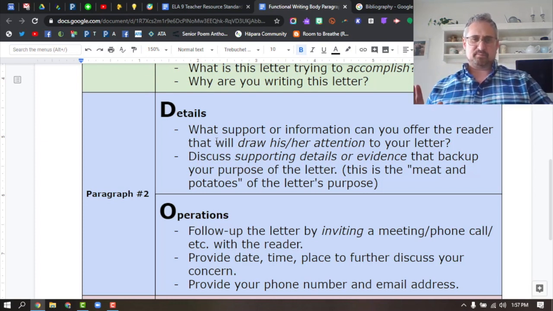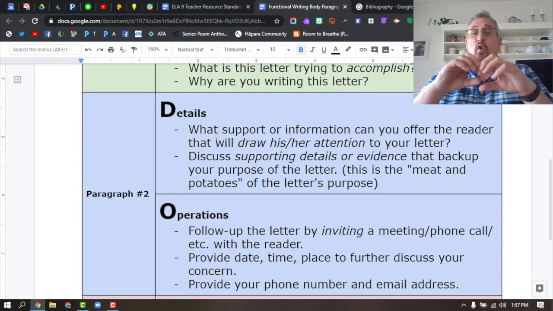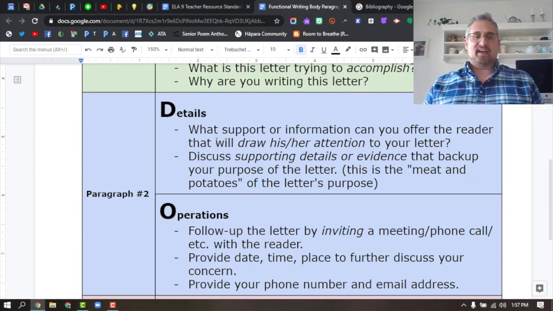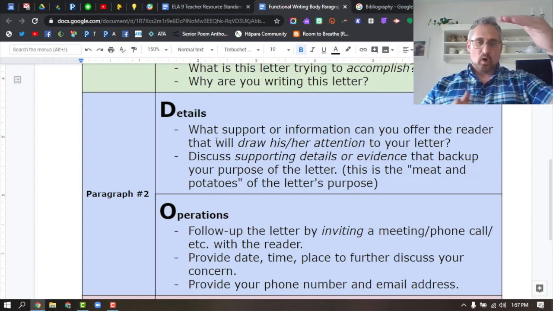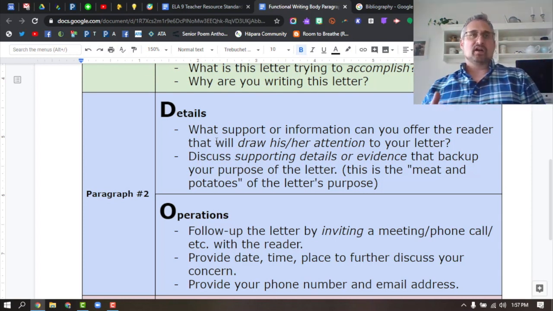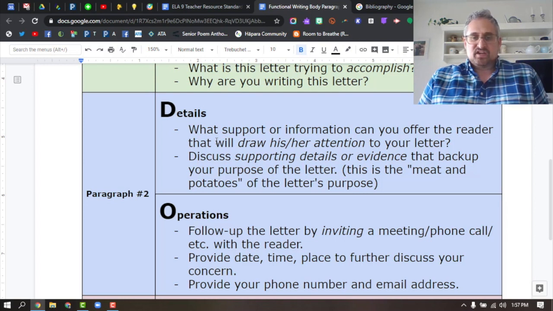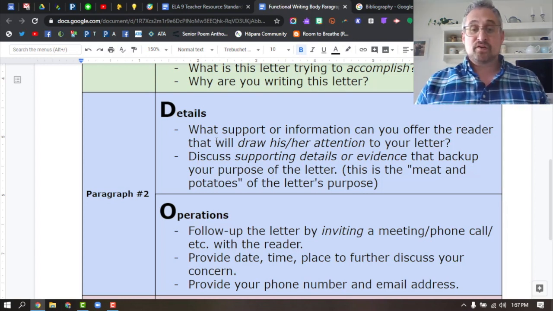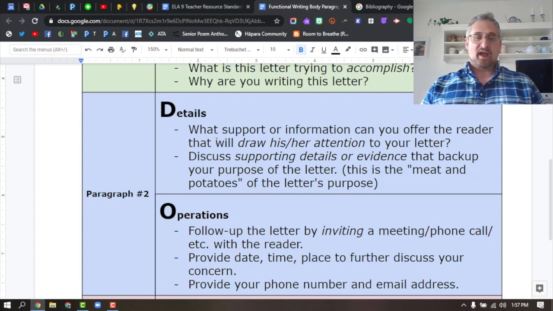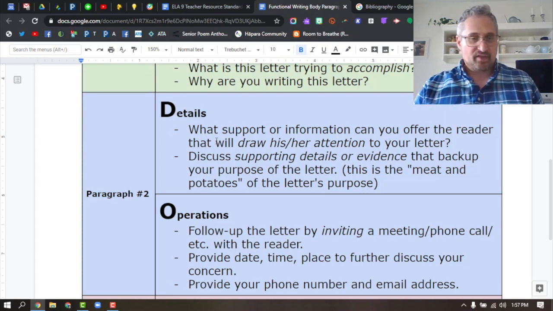It's going to be the biggest paragraph because it has most of the meat, and then it has these operations. So it says, here's the reasons why, and I would love to discuss this further by having a phone call, having a meeting. I can meet this time and this time. We can discuss your concerns further so I can convince you further, and you may provide both a phone number and an email address, or just one or the other of those.